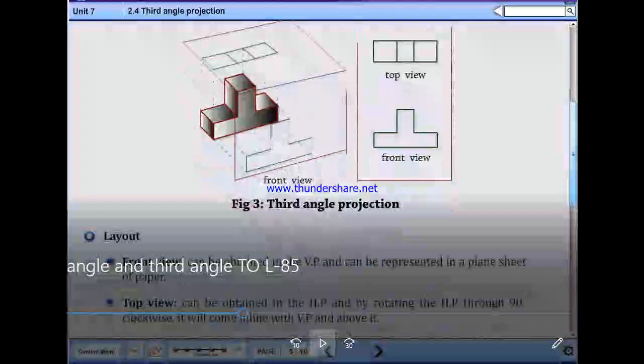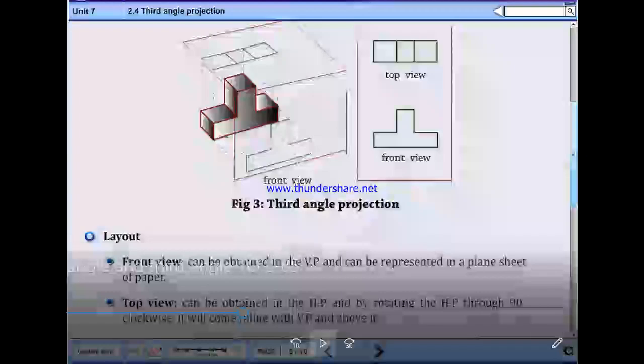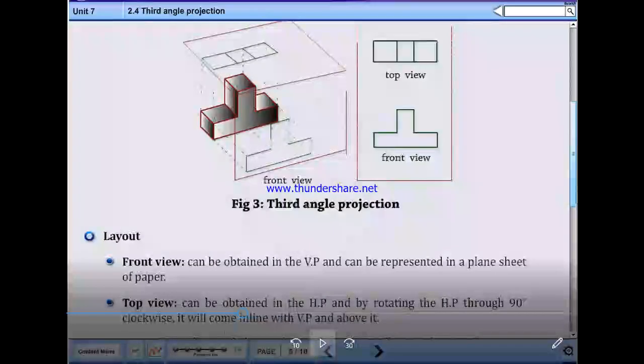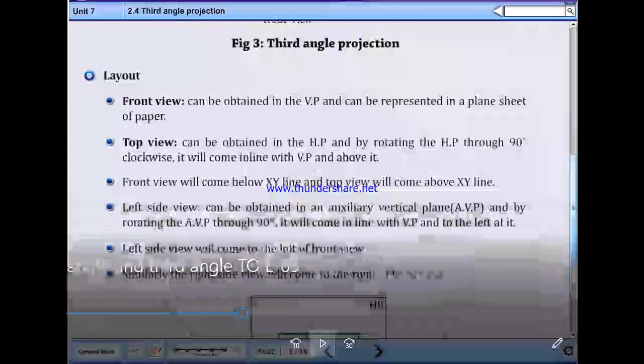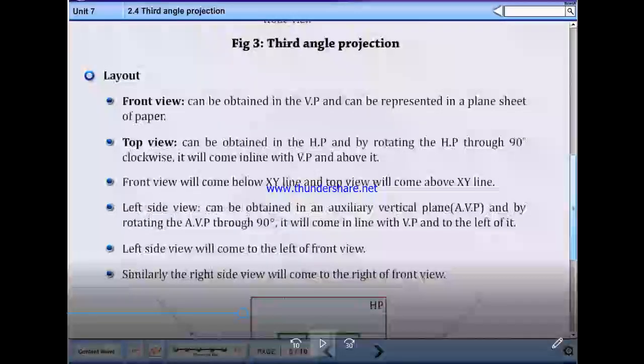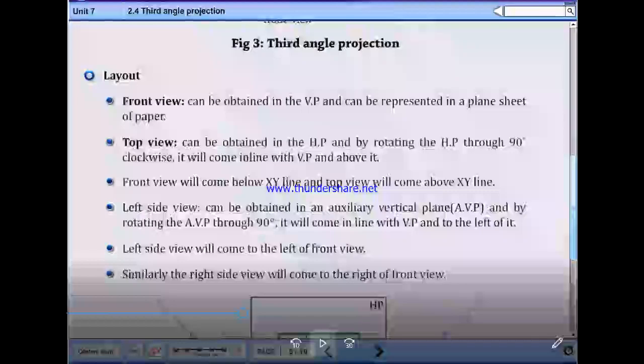Now note down third angle projection. Layout. Front view is obtained in the vertical plane, and can be represented on a plain sheet of paper. Top view is obtained in the HP by rotating the HP through 90 degrees clockwise. It will come in line with the VP and above it. Front view will come below the XY line and top view will come above the XY line.